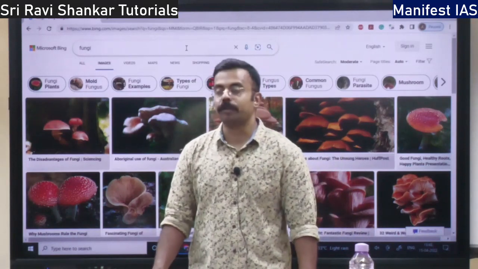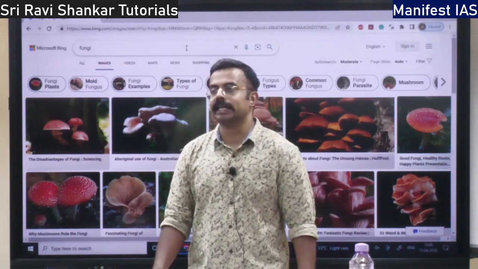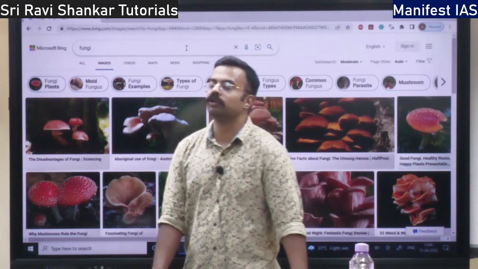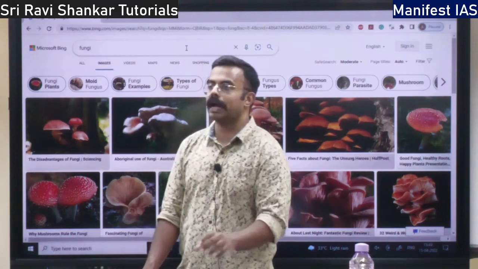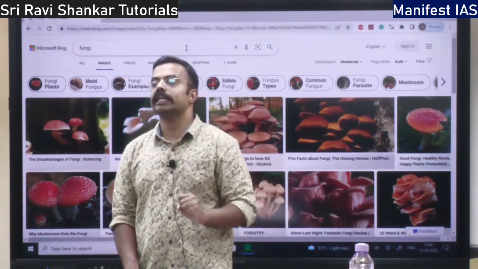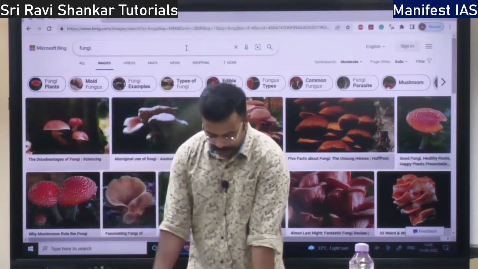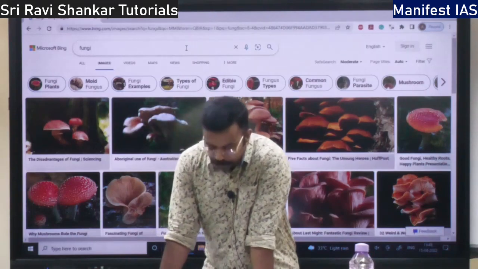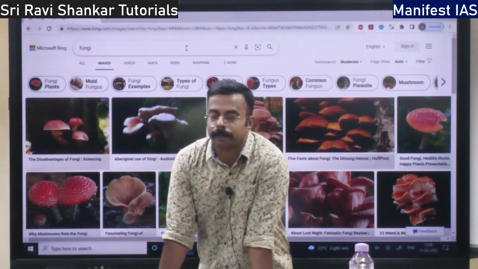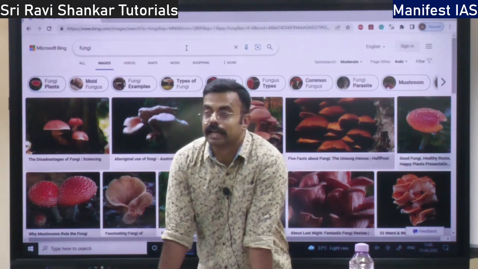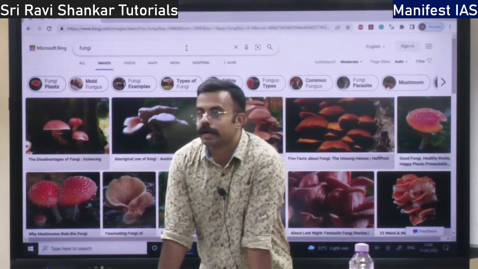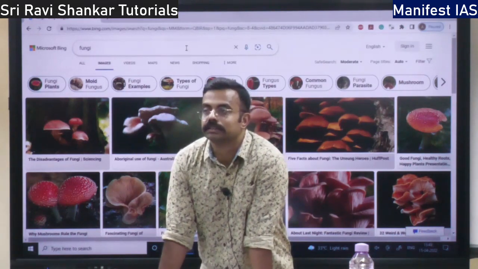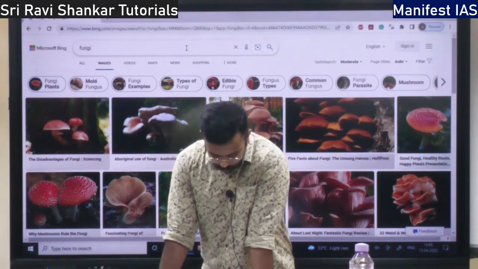So they are saprophytes. Saprophytes mean they derive their nutrition from dead organic material, dead animals or plants. The example is mushroom; mushroom is the best example. The largest population of fungi in India is found in the Western Ghats, in our own Western Ghats.